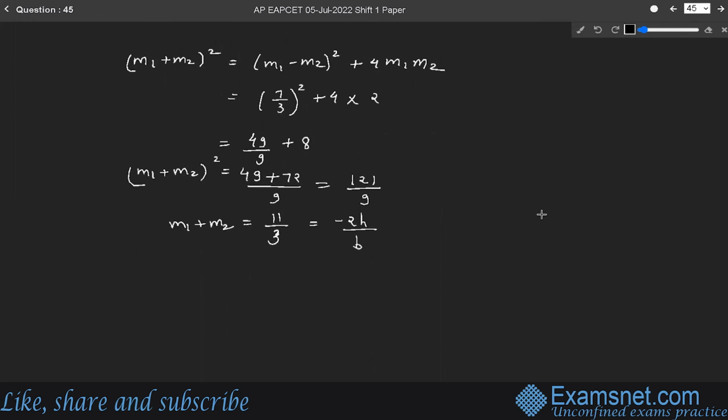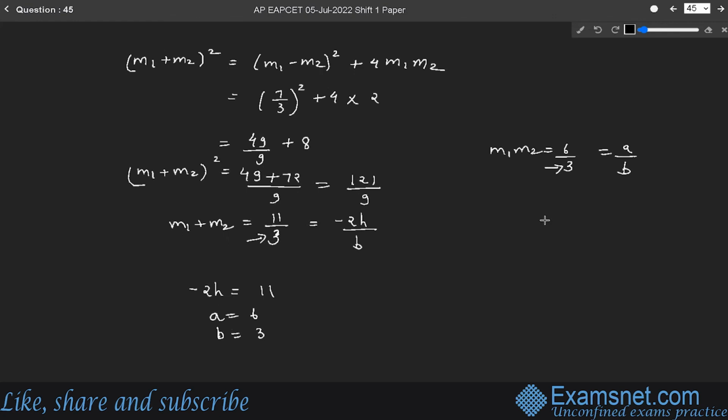Now from here we can say that minus 2h is equal to 11. We know that m1 into m2 is a upon b. But let us write m1 into m2 as 6 upon 3 because we want 3 in the denominator to equate both these terms. So it becomes a by b. From here we can say that a is equal to 6 and b is equal to 3.